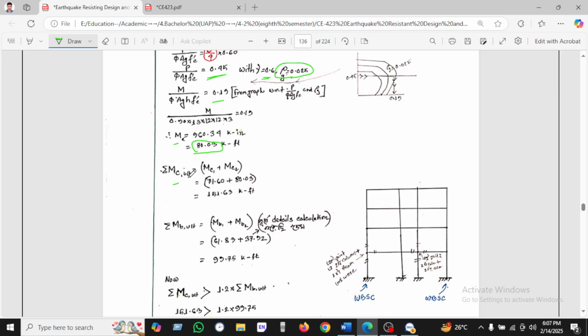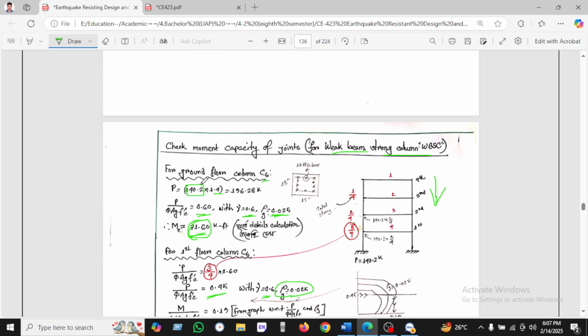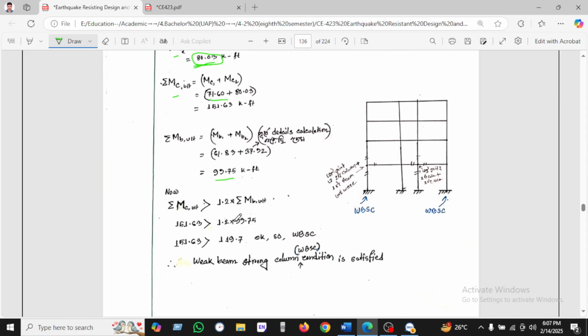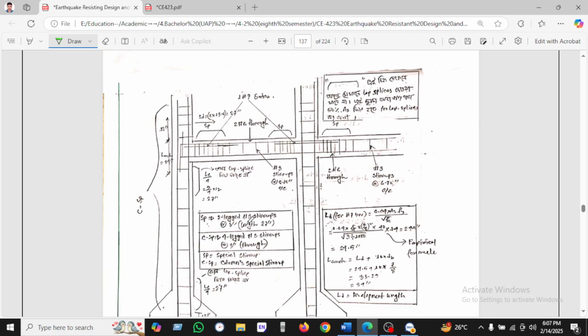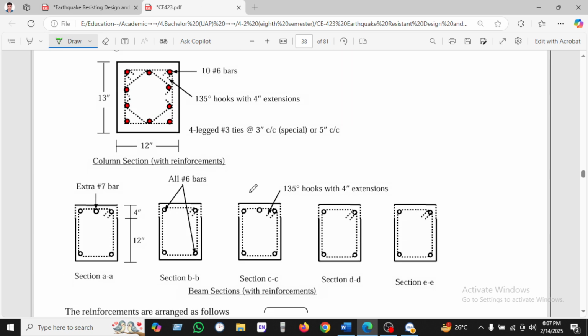The column moment is column 1 plus column 2. Column 1 we previously found 71.60, and the other column we found 80. The total beam moment is 99.75 kip-feet, and for the columns we found 151.6. So 1.2 times the beam, which is 99, gives 119. So the strong column, weak beam condition is okay. This is the final graph we have seen here.